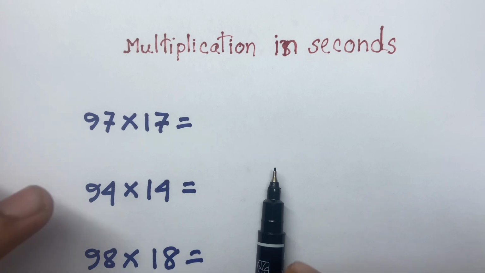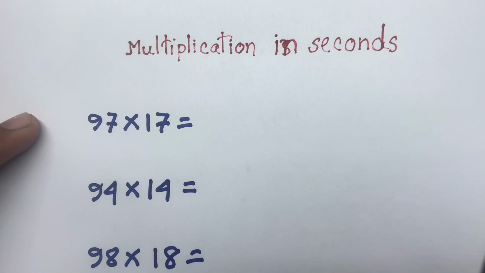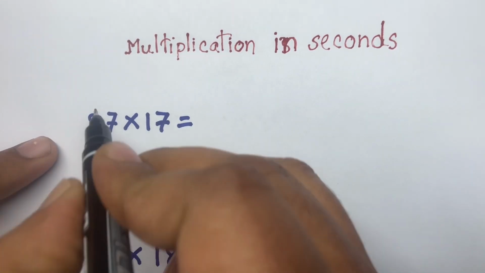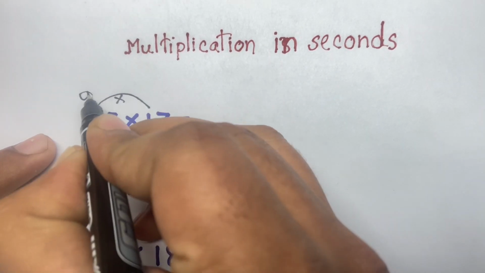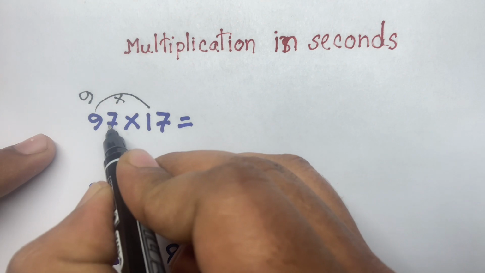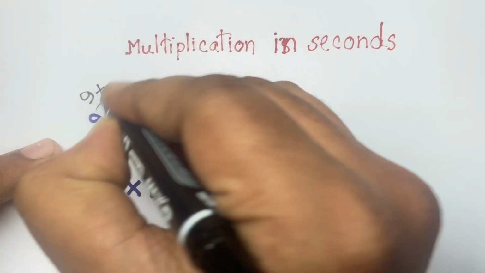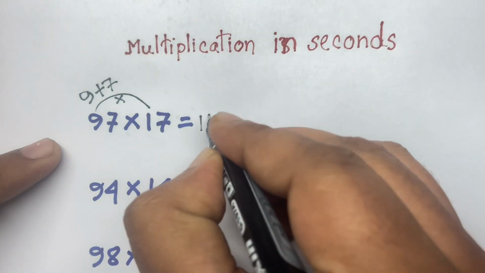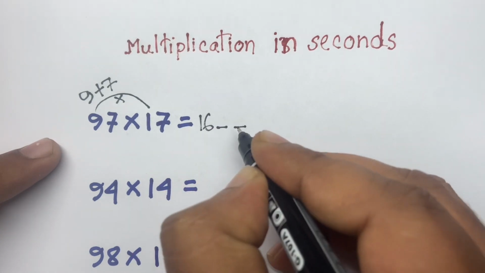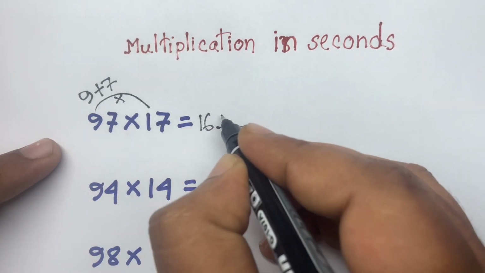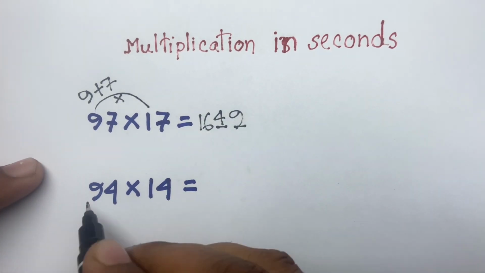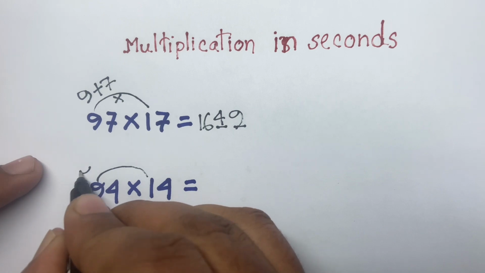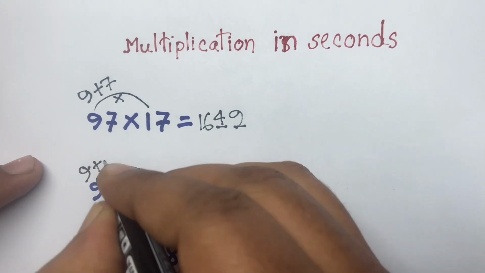So let's start. Here is 97 times 17. First of all, I can say here is 9 and here is 1. 9 times 1 equals 9, and you always add the second digit, 7. So 9 plus 7 is equal to 16, and you get two digits in this place. 7 times 7 is equal to 49. This is the answer.